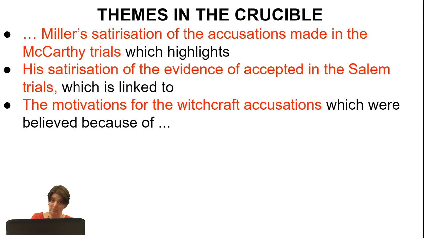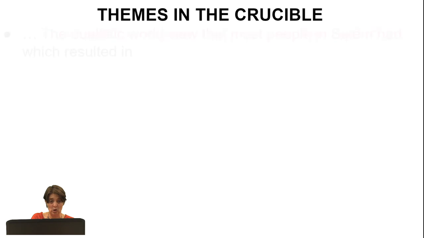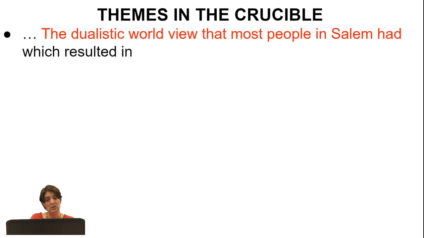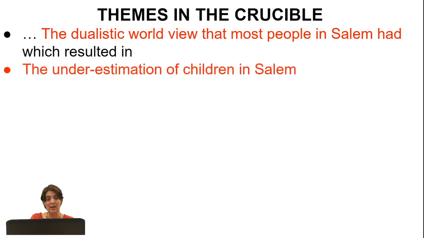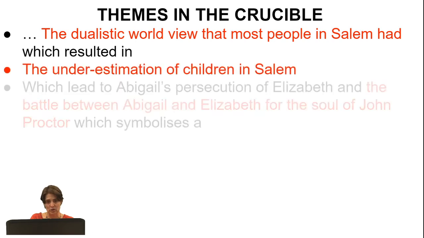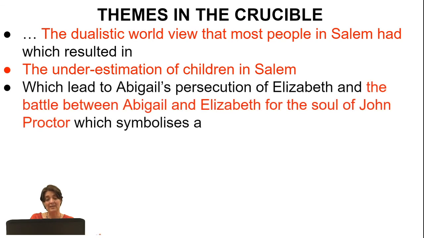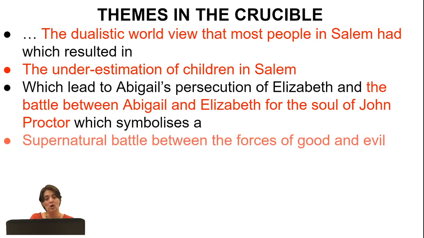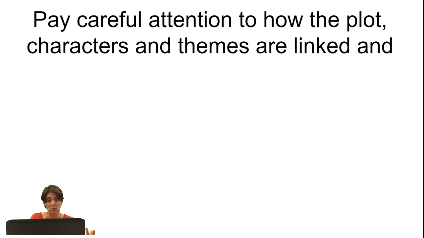And of course, people believed those witchcraft accusations because they had this dualistic worldview that applied to most people in Salem. And of course, that resulted in them underestimating children, which meant that Abigail was relatively free to persecute Elizabeth. And of course, we see that playing out in this theme of the battle between Abigail and Elizabeth for the soul of John Proctor, which is a symbol of the supernatural battle between the forces of good and evil, because remember that this can also be read as a morality play.